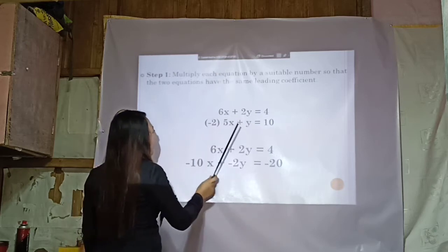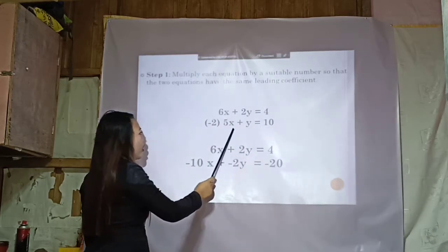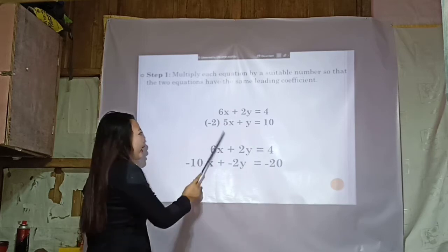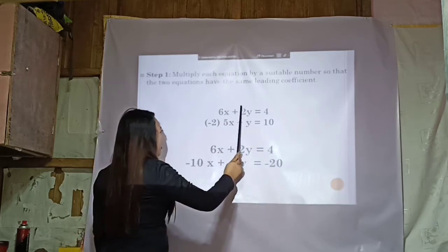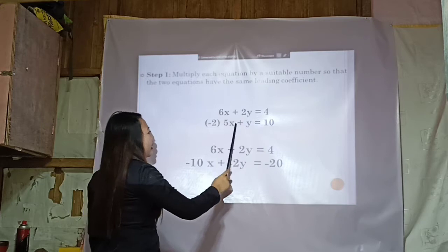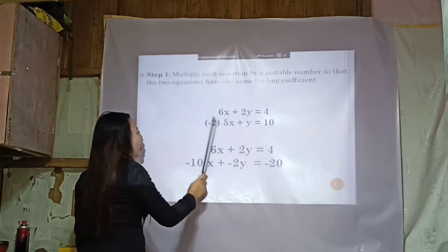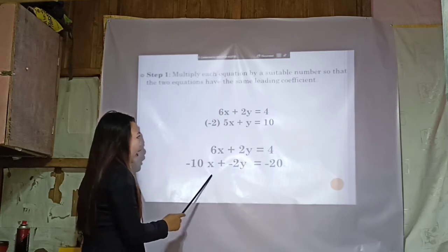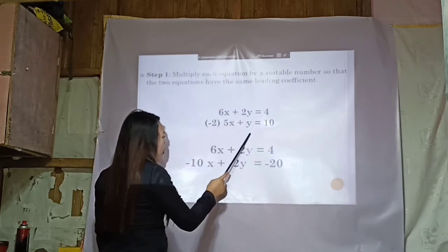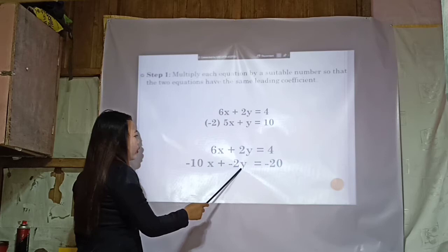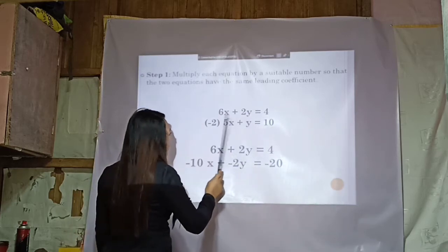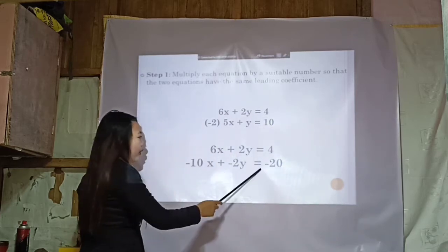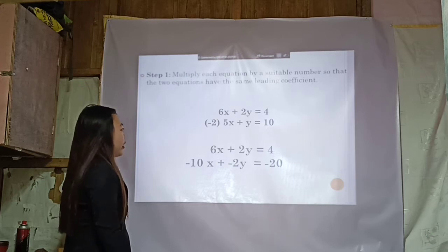So, for example, in equation 2, I multiplied it by negative 2 in order to eliminate this one variable. So, negative 2 times 5x is equal to negative 10x. Negative 2 times y is equal to negative 2y. Then, negative 2 times 10 is equal to negative 20.